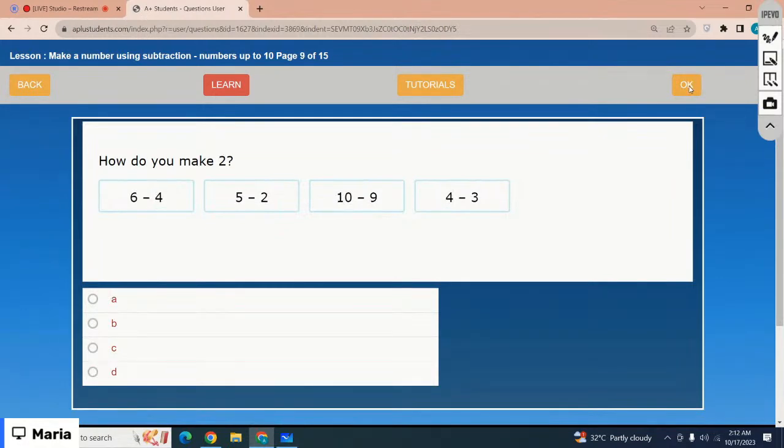Okay, how do you make 2? Which is the correct option? Yes, the correct option that makes 2 is option number 1. 6 take away 4 makes 2. A is the correct option, right?